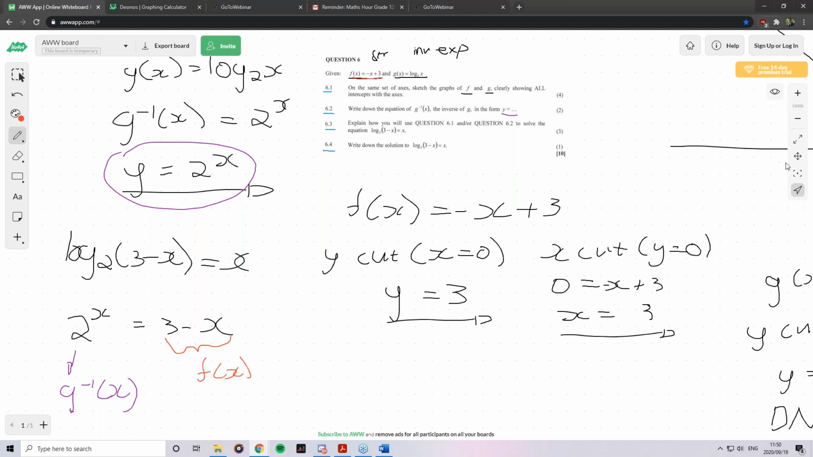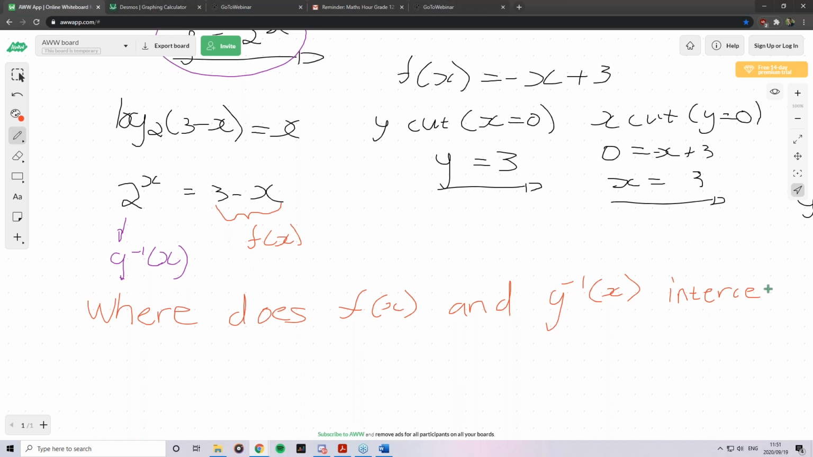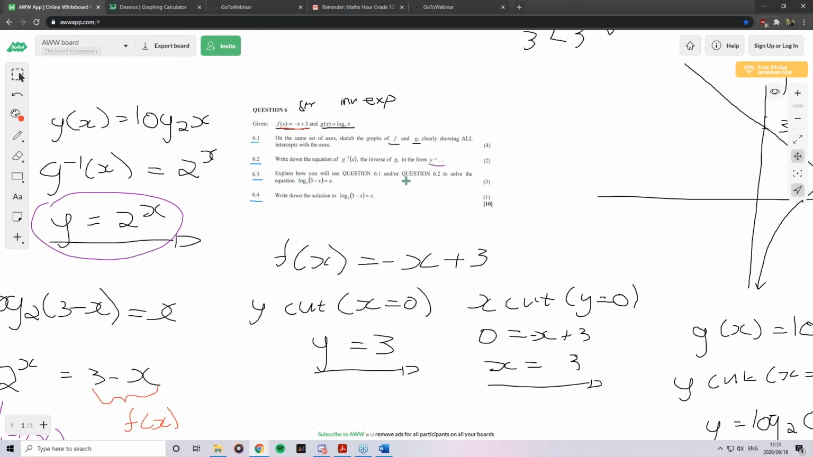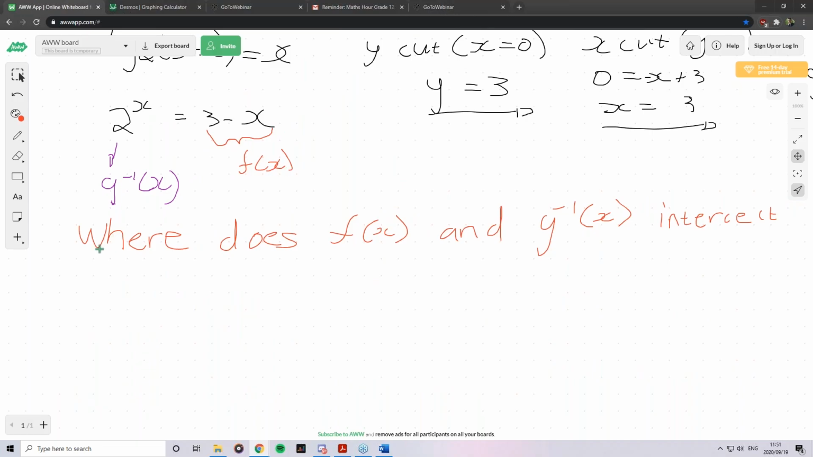So what this means is that solving for log base 2 of 3 minus x is equal to x, what we actually mean is we're saying, where does f of x and g minus 1 of x intersect? So finding the points of intersection between the inverse of g and f of x. So since they asked, explain how you will use question 6.1 to solve the equation, explaining it means I get it into this form and I say this means that if I can find where f of x and the inverse of g of x intersect, then I can solve this equation.